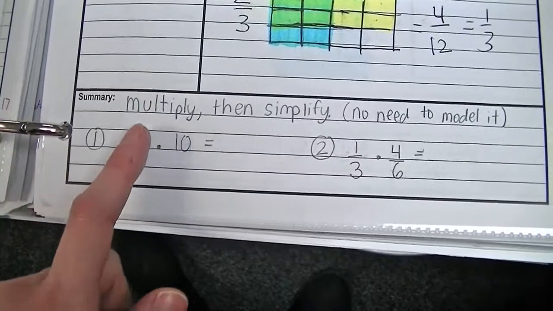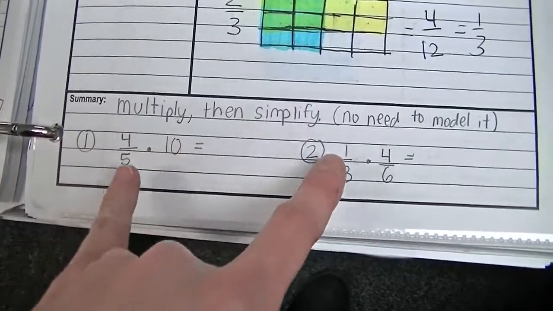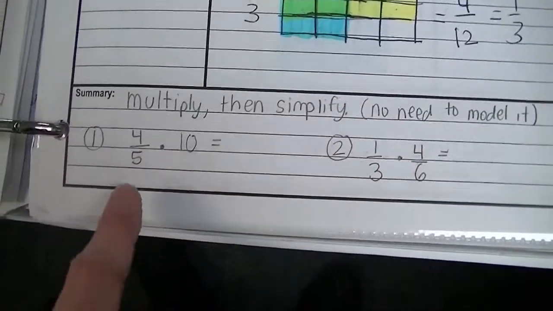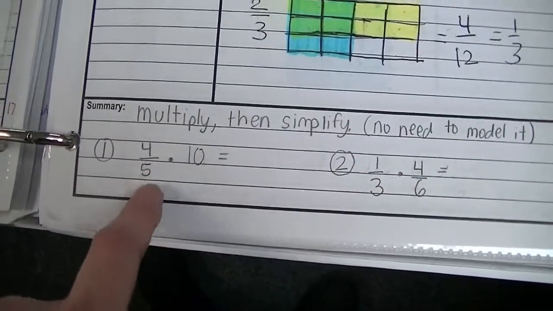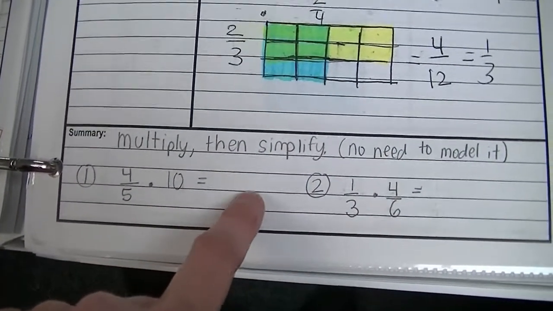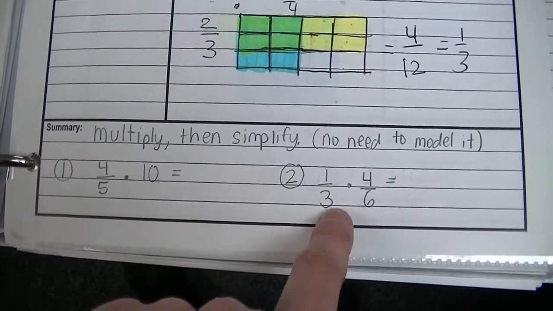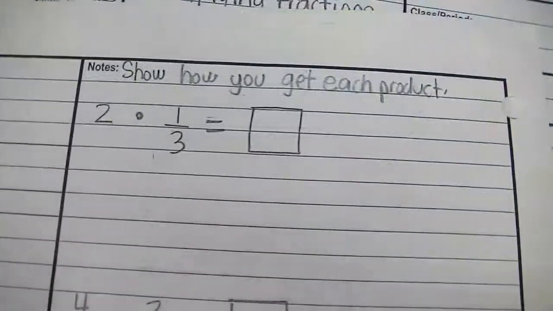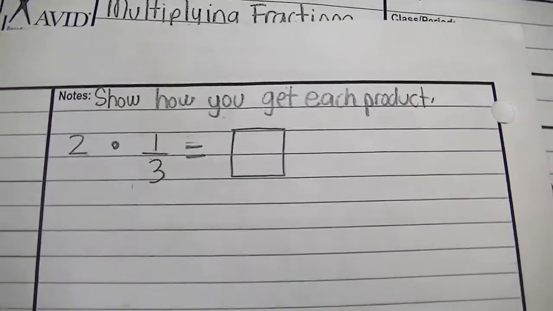For your summary, I want you to go ahead and multiply these 2 problems and then simplify them. There's no need to model them, okay? So I want you to give me the answer to 4/5 times 10 and then simplify it if you can. And I want you to give me the answer to 1/3 times 4/6 and then simplify that if you can. Okay, now it says show how you get each product.